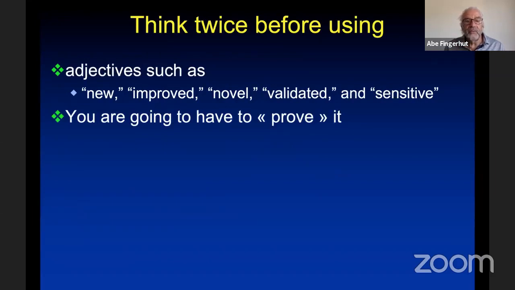Think twice about using adjectives such as new, improved, novel. These words mean that you have done something new. That means there's something old. Improved means that you've made progress. Validated means that you've conducted the validation. Make sure that you use these words only for specific meanings. You're going to have to prove it.